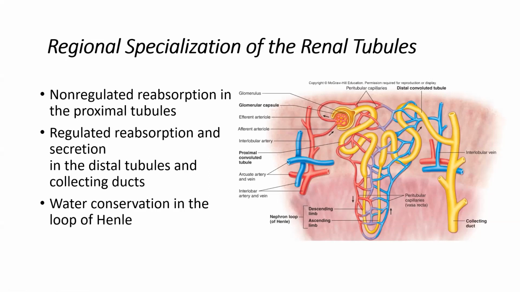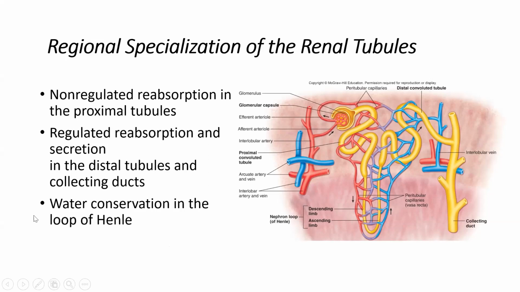The autonomic nervous system also has an influence on the distal parts of the tubule. So these areas of the tubule, the distal convoluted tubule, which is this area, and the collecting duct, which is this area, the final part of the tubule, are very heavily regulated by external factors.